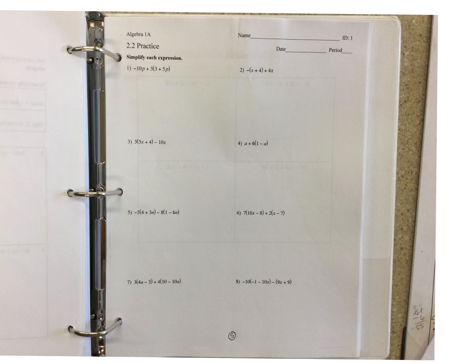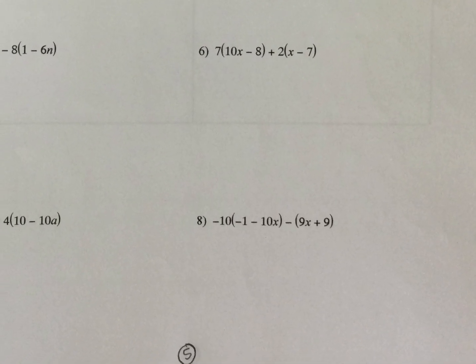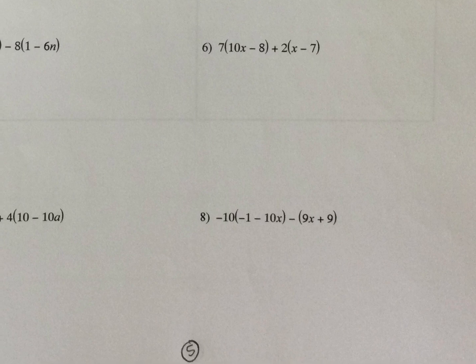This is your 2.2 practice on page 5 in your binder. I'm going to review how to do number 6 really quick. Step 1 is that I'm going to make this a plus negative and a plus negative. Now I'm going to distribute.